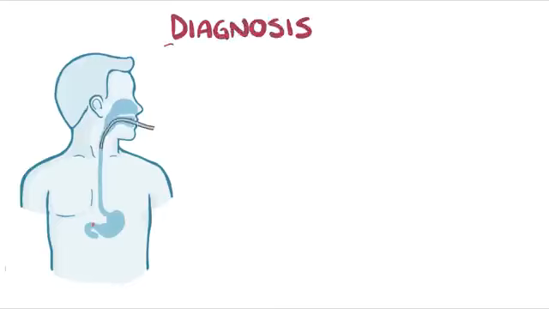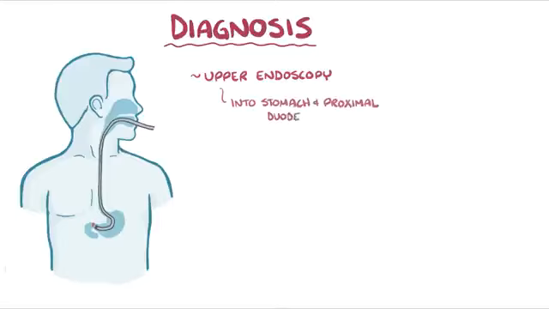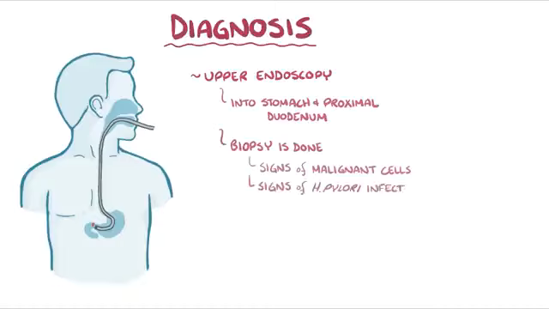Peptic ulcers can be diagnosed with upper endoscopy, which is when a tube is snaked through the esophagus, into the stomach, and then the proximal duodenum in order to see the ulcer itself. Usually during the procedure, a biopsy is done to make sure that there are no signs of malignant cells and to see if there are signs of an H. pylori infection.